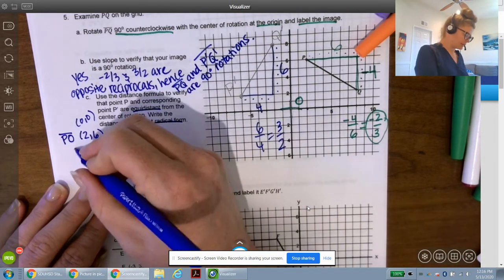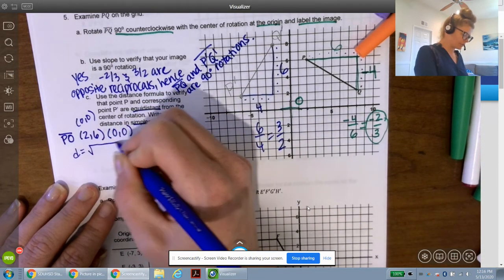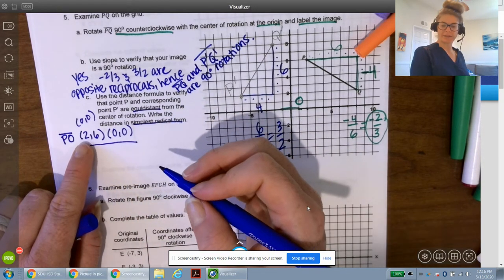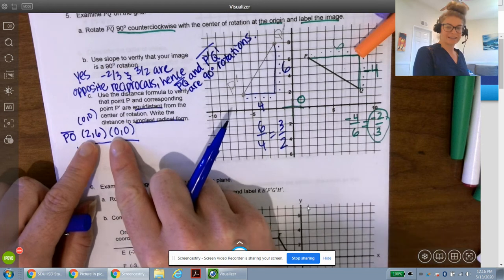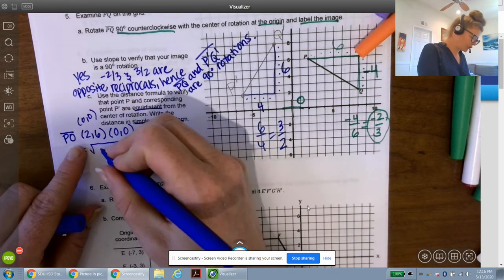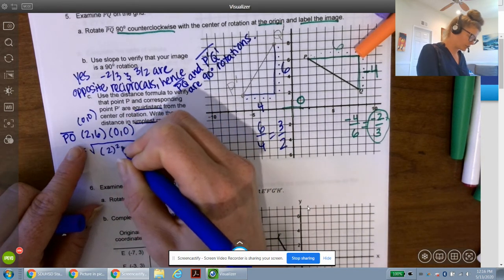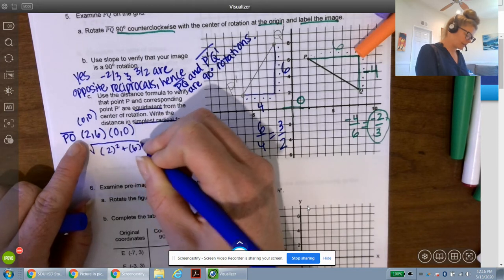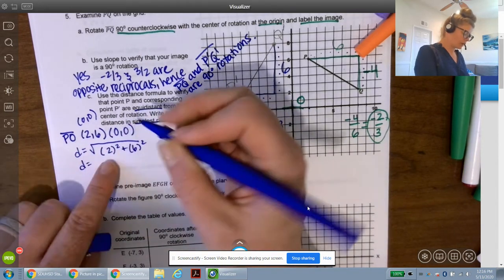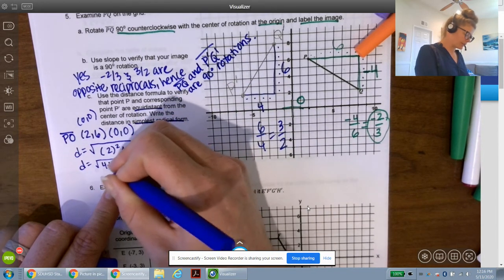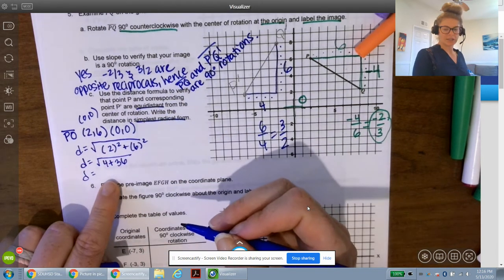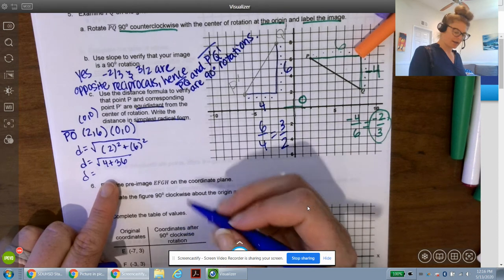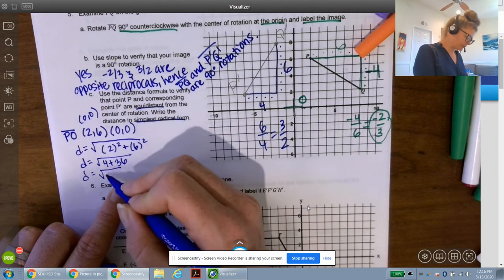So taking a look here, distance is going to be equal to the change in the x value squared plus the change in the y value squared. So it's pretty easy since we're using the origin. 2 minus nothing is 2, so 2 squared. 6 minus nothing is 6, so 6 squared. 2 squared is 4. 6 squared is 36. Order of operations, 36 plus 4 is 40.